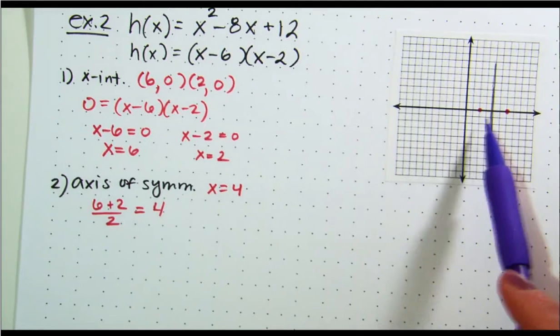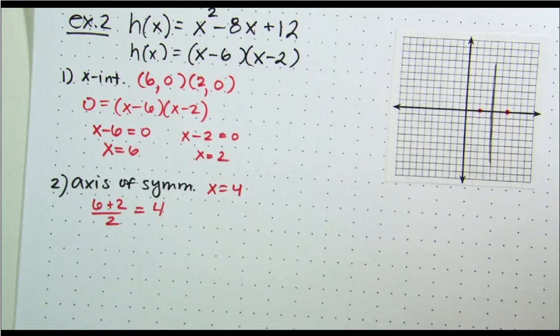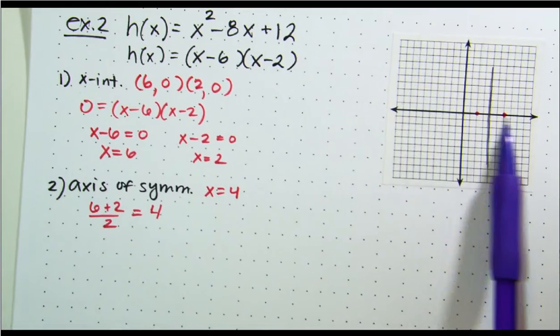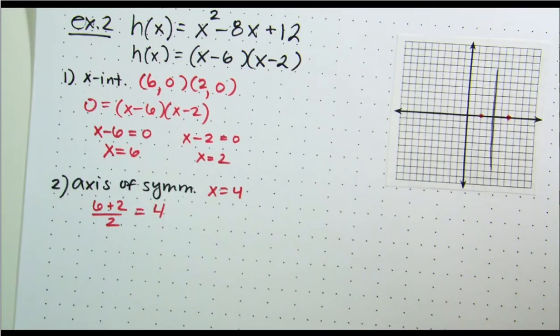Now you can do this with any 2 points. It just so happens that the x-intercepts are the easiest to find first. So anytime you have 2 points along the same horizontal line with our parabolas, we know that the middle is the axis of symmetry.